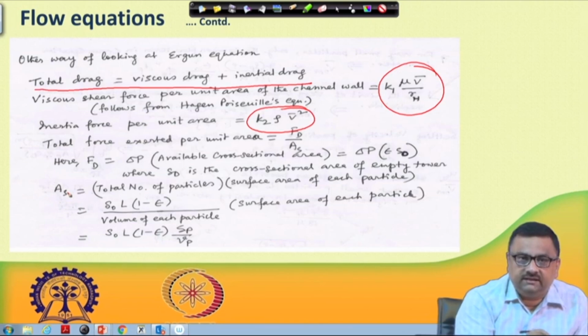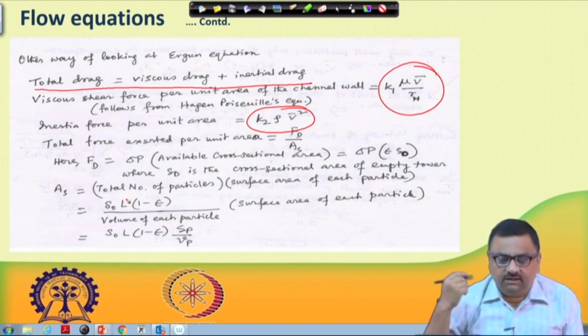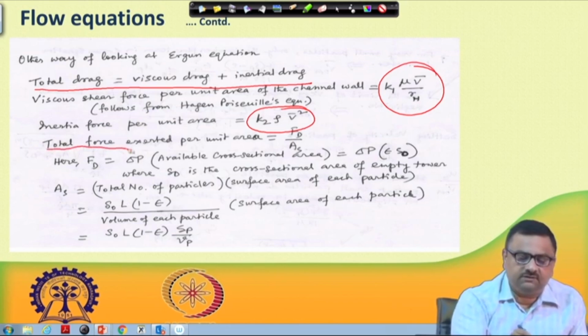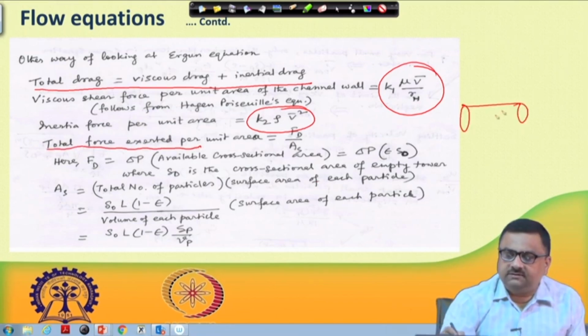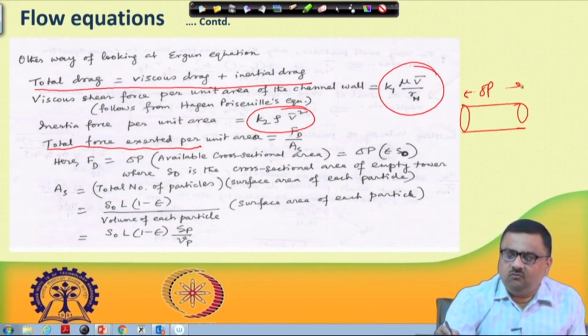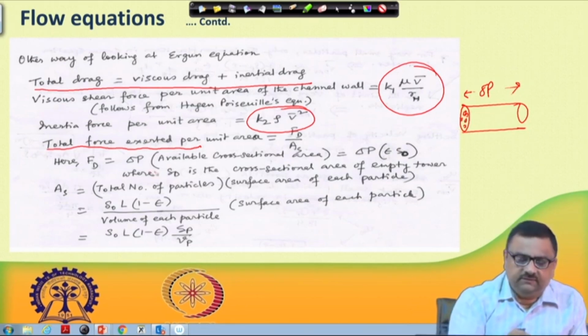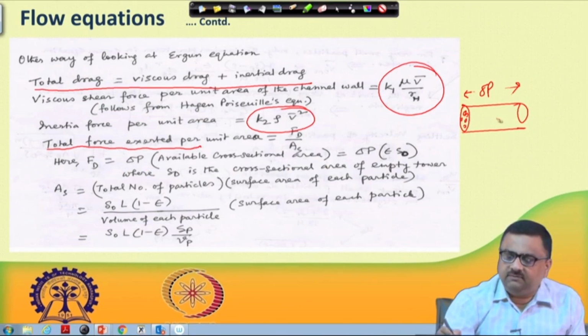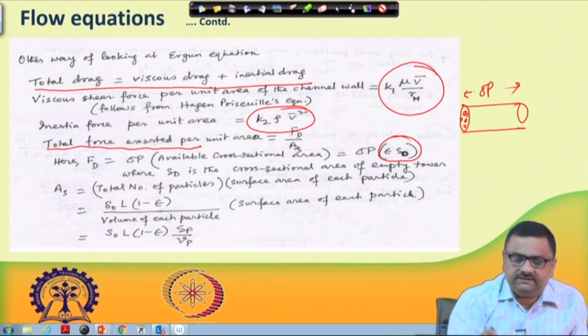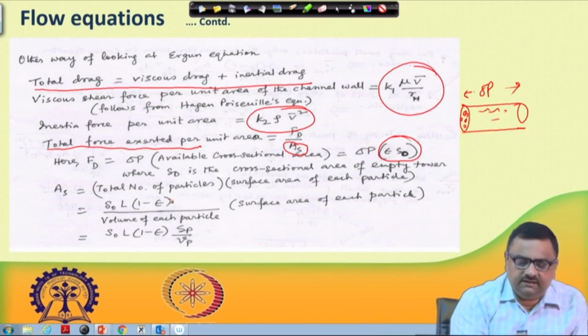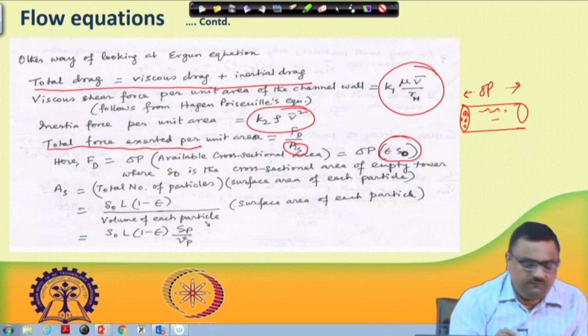The cross sectional area AS is equal to total number of particles multiplied by surface area of each particle. So from this way we could find out what is the total force, because total force is delta P across, let us say, the porous medium over a length L, and this delta P was applicable only through these holes. So the drag force is delta P times the available cross sectional area, which was epsilon into S0, and then this force was divided by this AS, where AS is the total area over which the flow is taking place. So that is basically the total number of particles into surface area of each particle. So from there we have arrived at this.